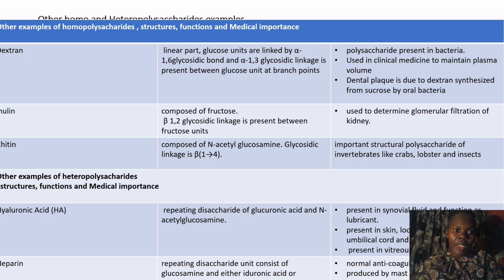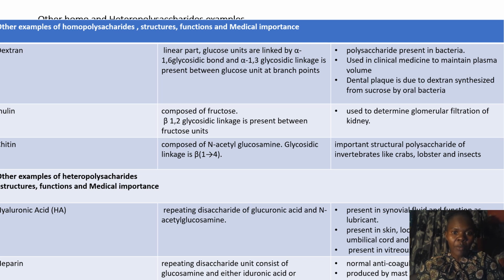Inulin is also a homopolysaccharide which is composed only of fructose, forming a beta 1,2 glycosidic linkage between the fructose units. It is well known for assessing whether the kidney is in good condition. We talk much about the clearance test. When you use inulin as an exogenous substance, it is used in determining whether the kidney is in a good state.